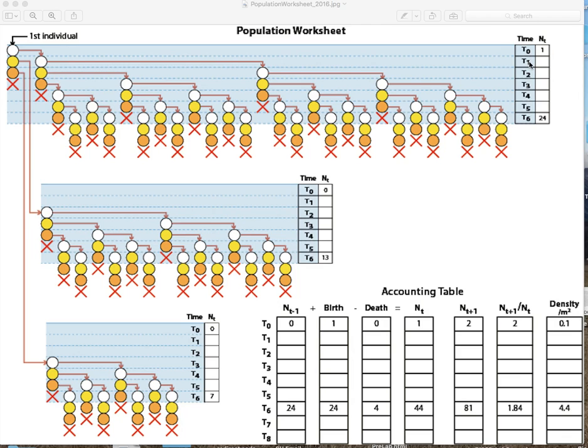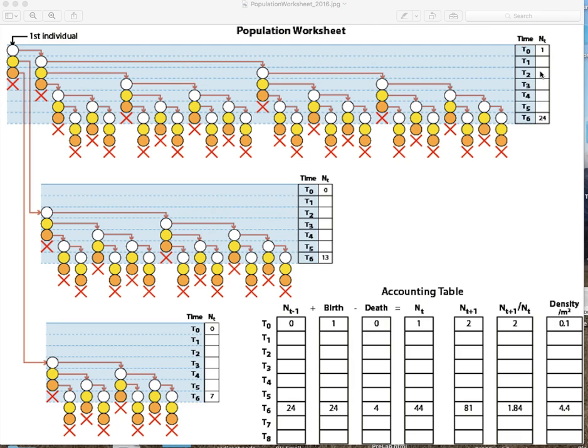Then we go to our T1, which is the next time period, and we want to know what the population size is at that time period. It's very easy for us to track that. We just follow this row going across and count how many individuals there are. There's our first individual. It's just a little bit older than the offspring of our first individual. So we have 1, 2 individuals, and we go way over here and write 2.